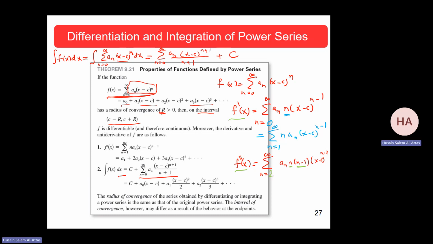Now, the radius of convergence, if we differentiate or integrate, will be the same. R will not be changed. The problem is just with the interval of convergence, and only at the endpoints. Maybe the endpoints differ, so you need to check the endpoints. Other than that, it will be the same. So when I do integration or differentiation, the only concern is the interval of convergence, and only at the endpoints. Okay, let us see examples and then we will understand it.